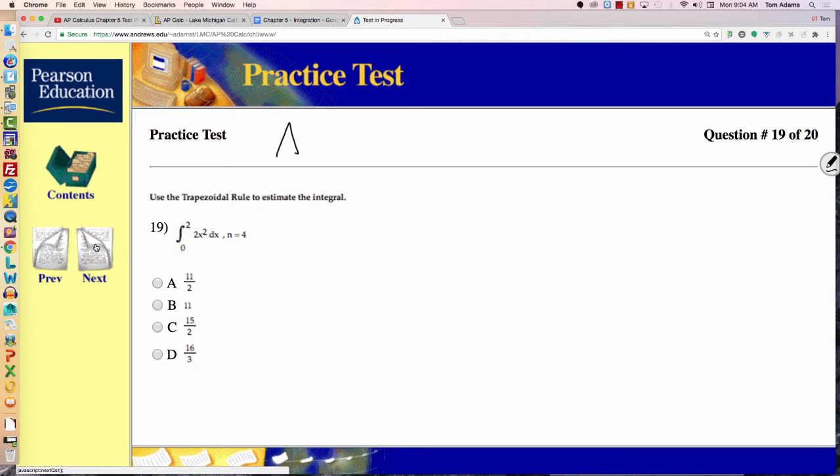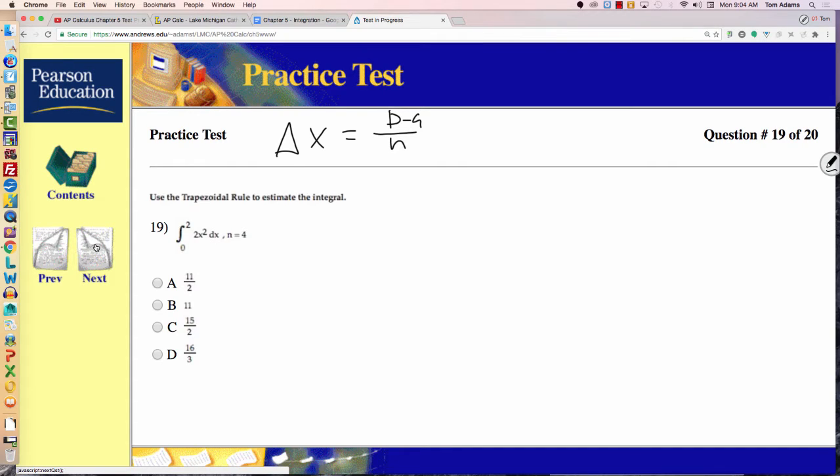Okay, so remember, using the trapezoidal rule, I'm just going to divide this up into certain trapezoids, and we're going to calculate the area of the trapezoids and so on and so forth. So here's how this works. Delta x is equal to, let's actually say, b minus a over n, all right?